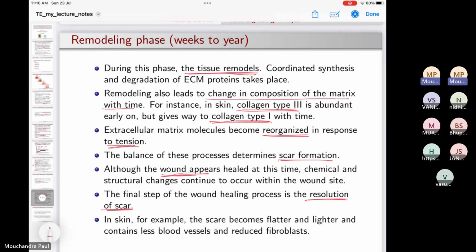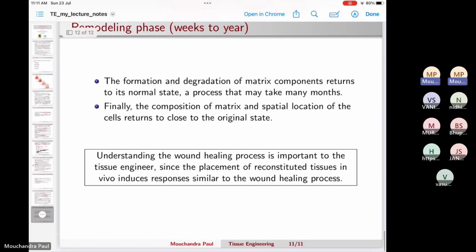In skin, the scar becomes flattened or even lighter, and it contains fewer blood vessels and fewer fibroblasts. So you can sometimes see a white colored line. Usually it's the ECM proteins that are mostly present there, and the area has become flat, like the surrounding area. That is how the final outlook of the area looks once wound healing has completed. The formation and degradation of the matrix returns to its normal state. This process can take many months.